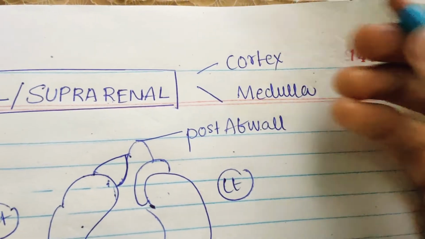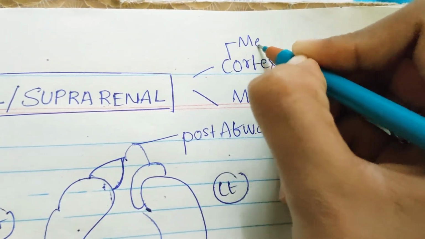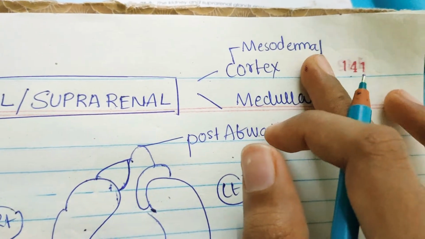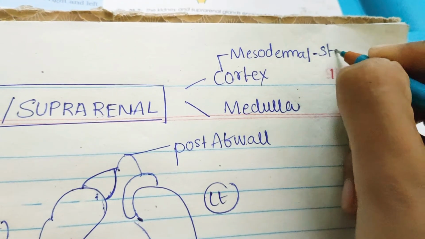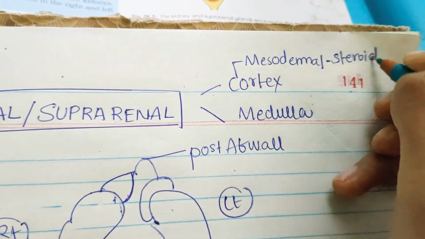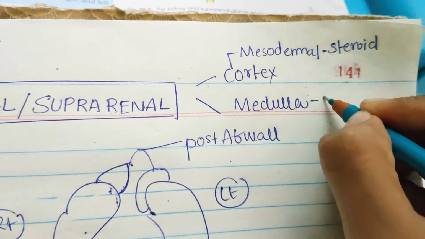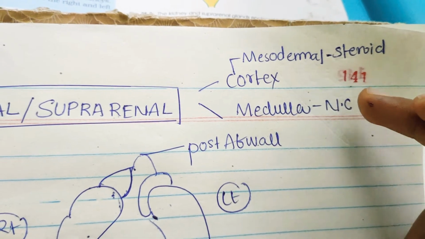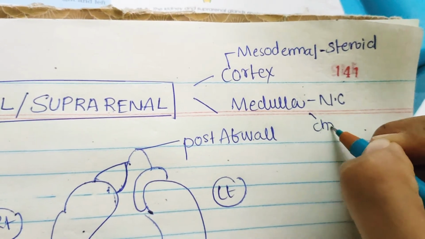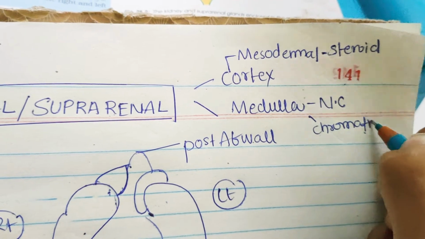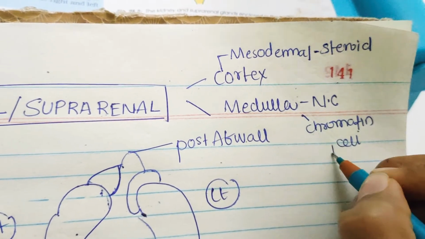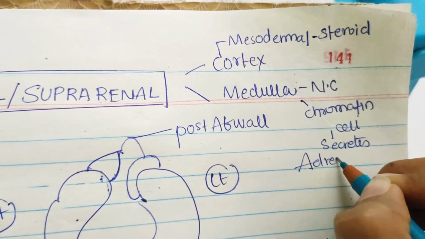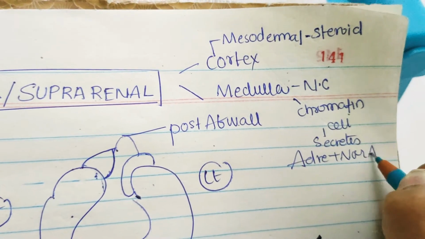The cortex is of mesodermal origin, and it mainly secretes steroid hormones. If you see the medulla, it is of neural crest origin. It is made up of chromaffin cells and also secretes adrenaline and noradrenaline.